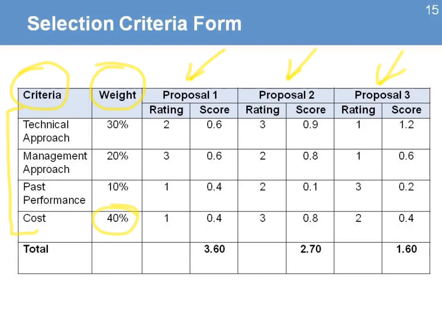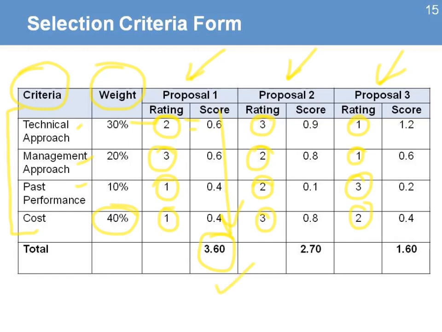And that is information that the evaluation committee, each individual, will fill. They will read the proposal, whether it's a technical approach, management approach, or past performance or experience, and the cost, and they will place a rating. Based on their revision of that information, they will place that rating number, 1 meaning low, 3 meaning high, and then that rating is multiplied by the weight and you get the score. You add up the score and the vendor or the proposal with the highest number will be the winner.